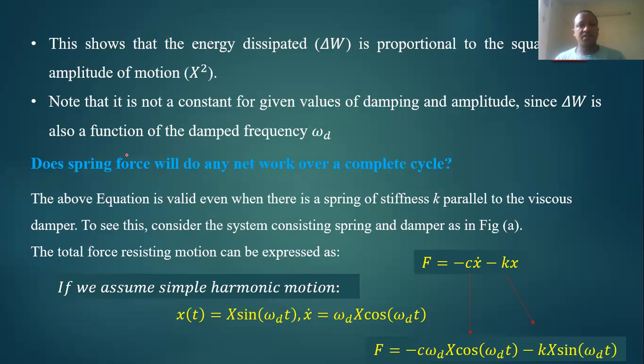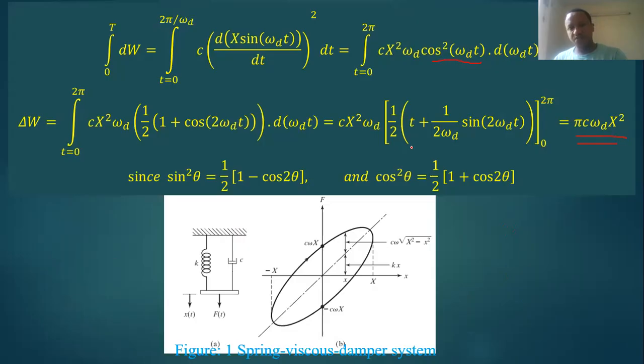So this shows that the energy dissipated, delta W, is proportional to the square of the amplitude of the motion. As we see from this equation, it is proportional to x squared, proportional to omega d, and proportional to c and pi. But the k term does not come in here. This k term is not included here. Why it is, we'll see that later.